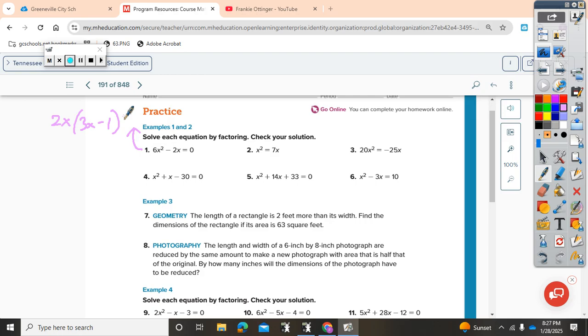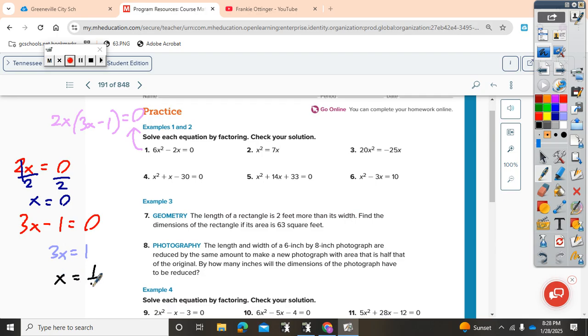Now, after you've factored, our goal is not to factor, our goal is to solve by factoring. So after we've factored, you should set each part equal to 0 and solve for x. So 2x equals 0, 3x minus 1 equals 0. You got to use your equation solving skills. This would be divided by 2. One of your solutions is 0. This other one, you would add 1 to both sides and divide by 3, and so x will equal 1/3, or 0.3 repeating, and you have your solutions for number 1.